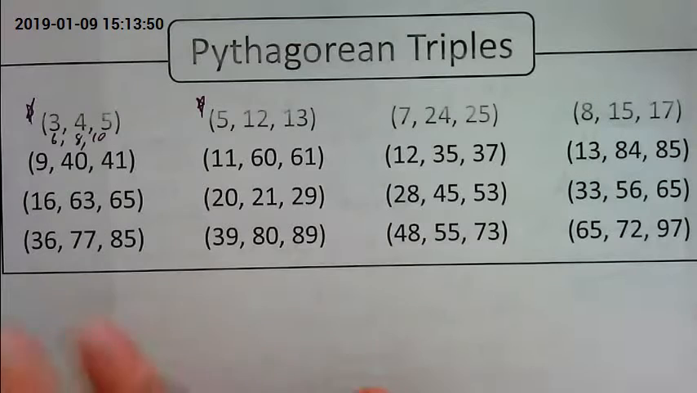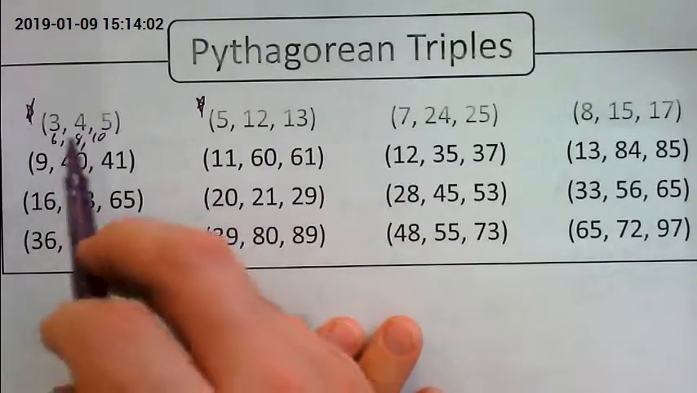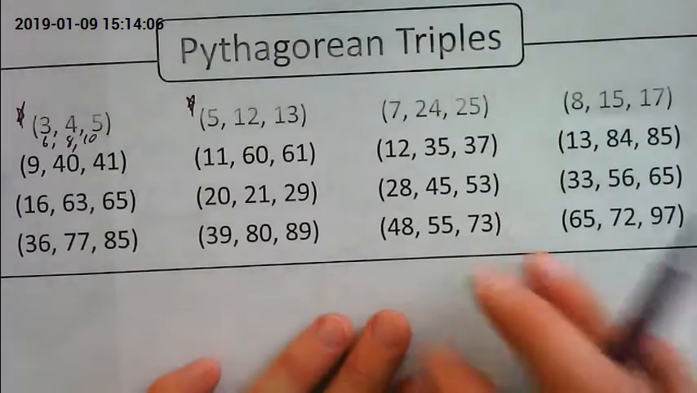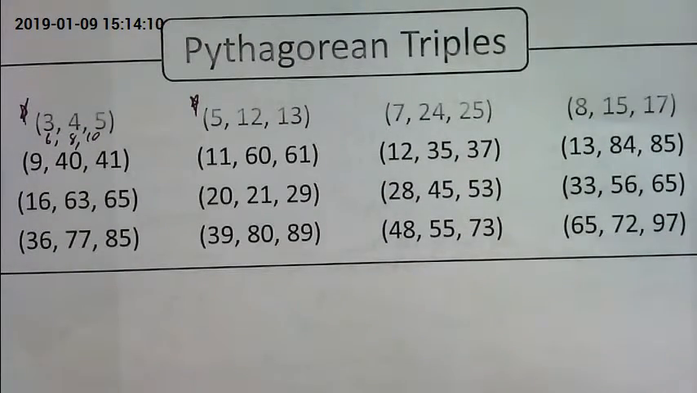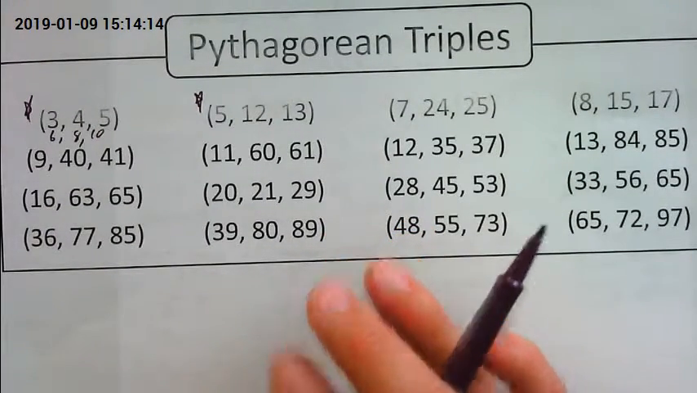Would 10, 24, and 26 work? I'd say that 10, 24, 26 would work, yes. So any multiples of any of these values would also work. Again, these 2 are probably the most important. You should know the first 4, maybe even the first 5. I'll post some of the Pythagorean triples to Edsby, so I'm not going to write all these down right now, but they'll be up there on Edsby.